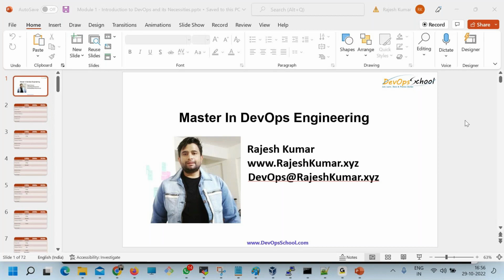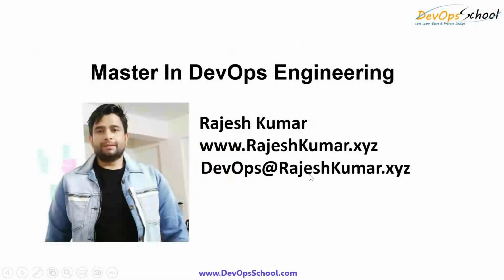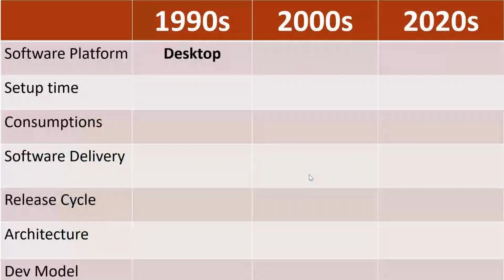Okay, so now if you want to understand DevOps, you'll have to study a little bit of the history of the software development lifecycle. So what I did, I divided it into three sections: something which we were doing in the 1990s, something which we are doing in 2000 onwards, and then 2020s onwards. So if you look at the 1990s, the software platform which we were using was desktop, laptop, something like that. And that's where we were running applications.